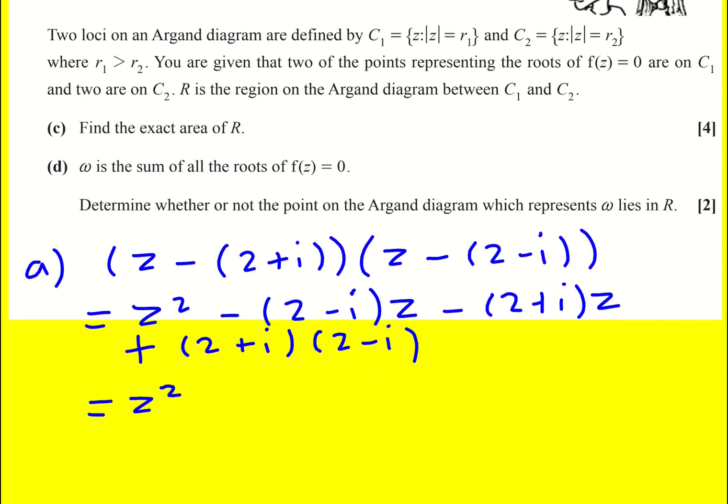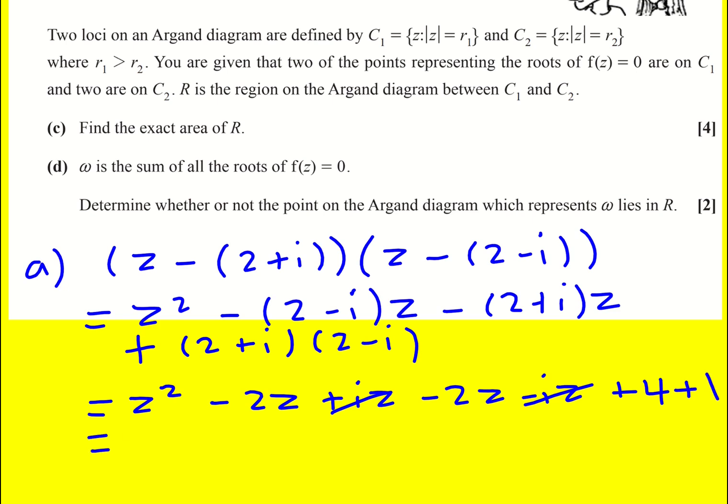z squared. I'm going to expand the brackets now. Minus 2z plus iz by getting rid of this one. Minus 2z minus iz by getting rid of the second bracket. And these can immediately cancel. Then I'm going to be left with plus 4 when I do 2 times 2. I'm going to get minus 2i and plus 2i, so they're going to cancel. I'm going to get minus i squared, which becomes plus 1. So I've not written all my working down for that, but it's going to give me z squared minus 4z plus 5. Okay, this is one quadratic factor.